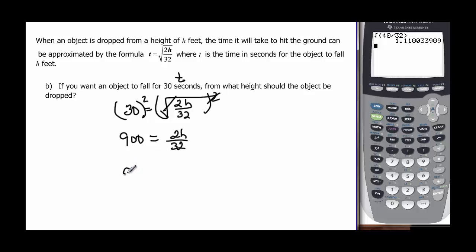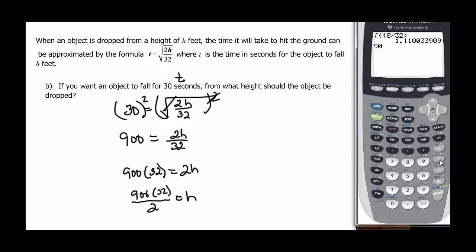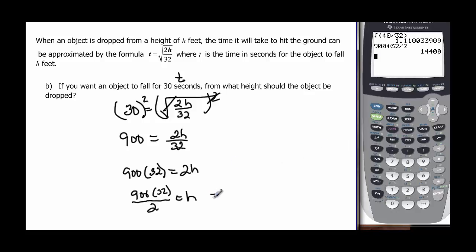So now we just have to say 900 times our 32 to clear the fraction, equal to 2h. 900 times that 32, divided by 2 will be our h when we divide the 2 off of both sides. So we can then go to our calculator and say 900 times 32 divided by 2. We have height should be 14,400. So how far is it? 14,400 feet if it's going to take 30 seconds to drop. That's the height we need to be at.